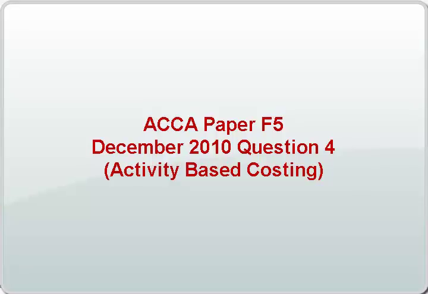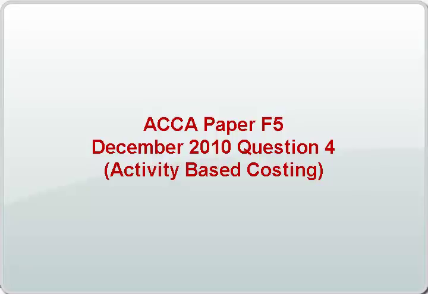And Part B, calculate the full cost per unit of each product using activity-based costing. So those two parts are very standard for activity-based. Part A using traditional absorption and Part B using activity-based. And neither Part A or B require any writing at all. It's pure calculation.